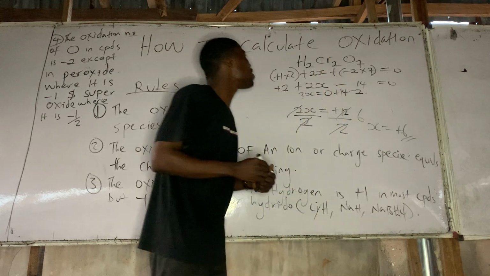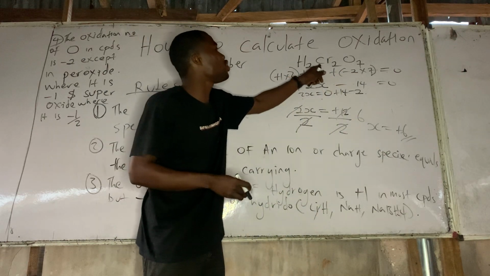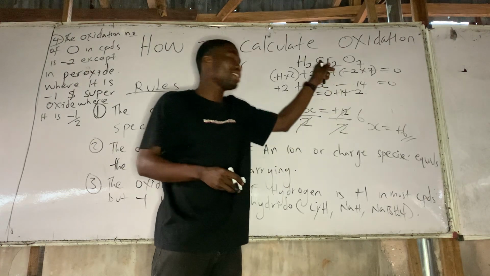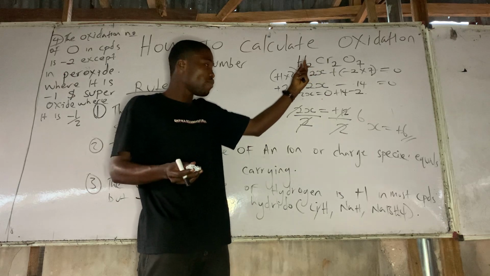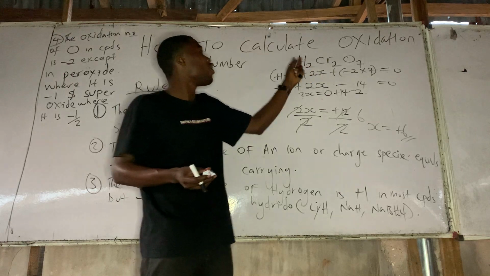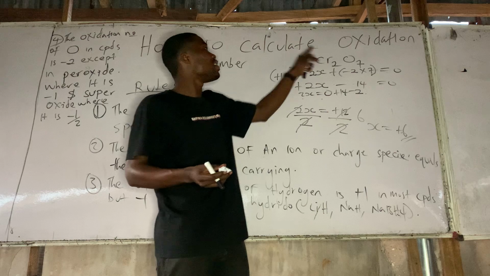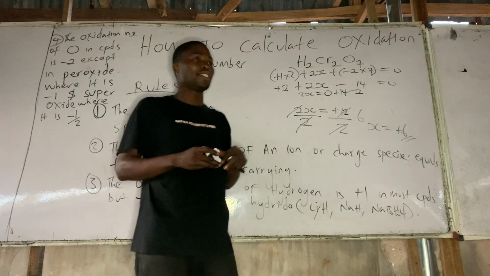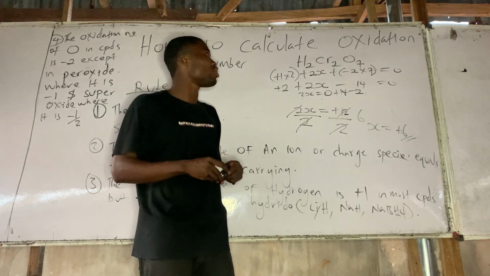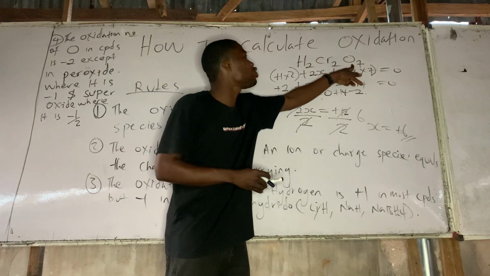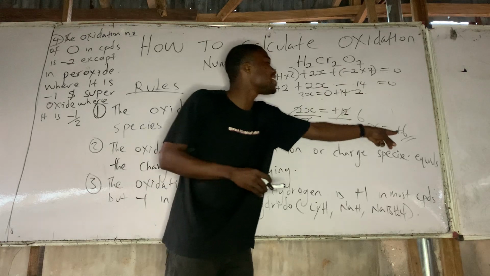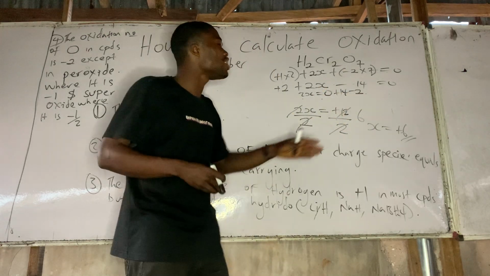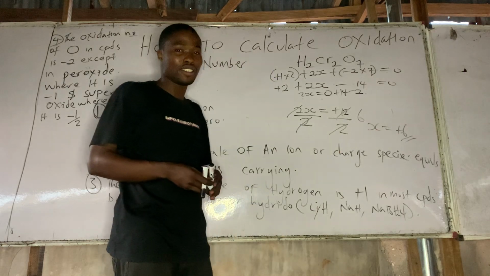So the oxidation state of chromium in H2Cr2O7 is +6. Dichromic acid. I can call this compound hepta-oxo-dichromate(VI) acid. That's for the IUPAC nomenclature. So even in the IUPAC nomenclature of inorganic compounds, the oxidation state is still very, very valid.